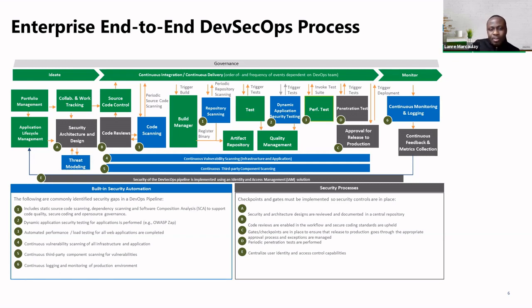And also, security of the DevSecOps pipeline is implemented using identity and access management. We'll talk about it, right? If it's Azure DevOps, you're using Azure AD. Whatever platform you're using, there's going to be some sort of identity and access management in place, right?